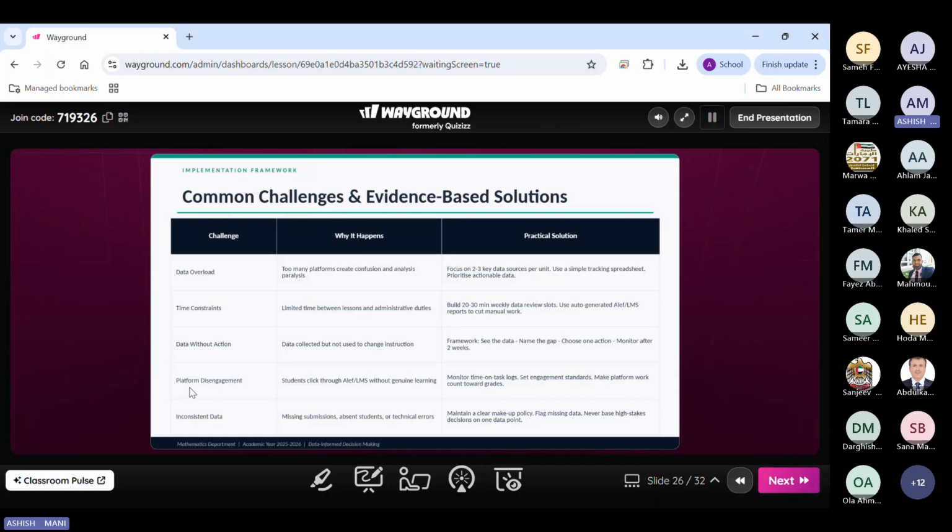Now, inconsistent data. If we have something missing in the data, like suppose we don't have the diagnostic test at the start of the term, then our ALIF and LMS data will not give us a clear picture about the student's level, from where he started and where he is right now. So consistency of data is also very important.